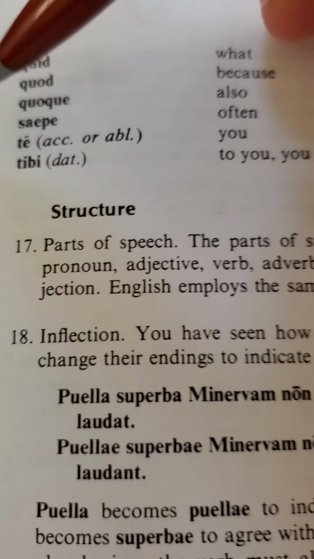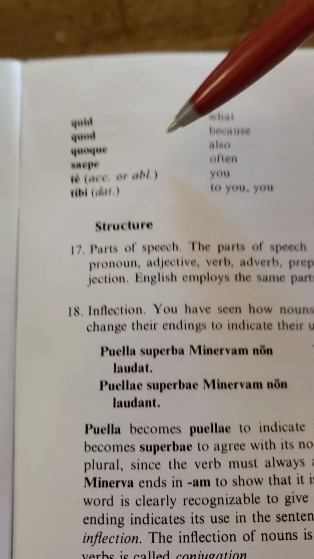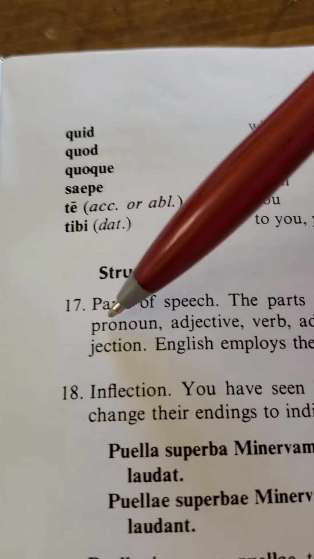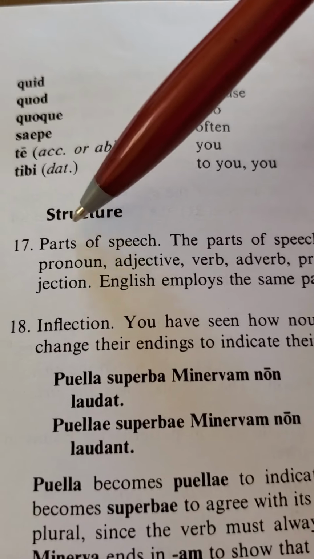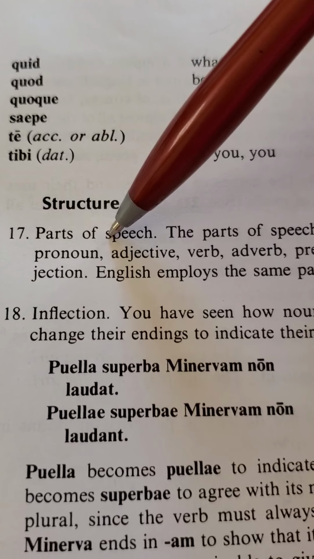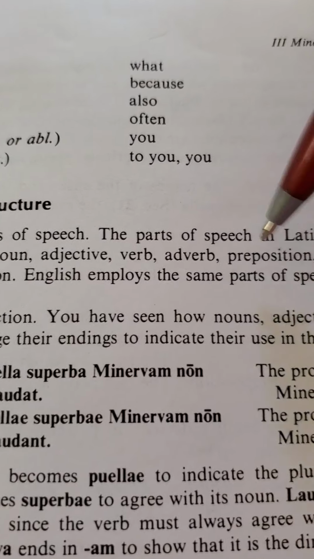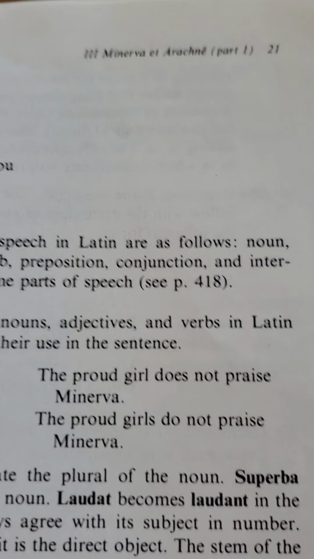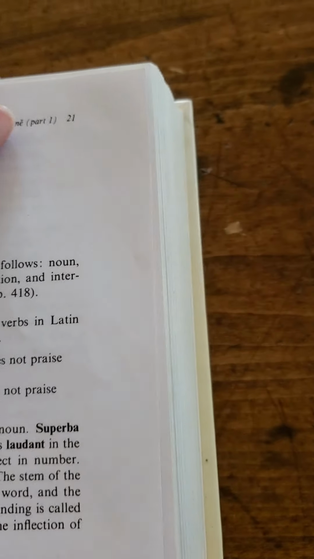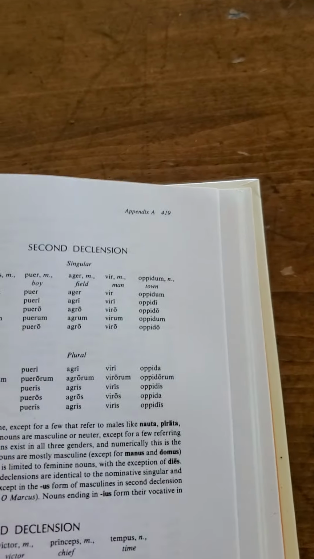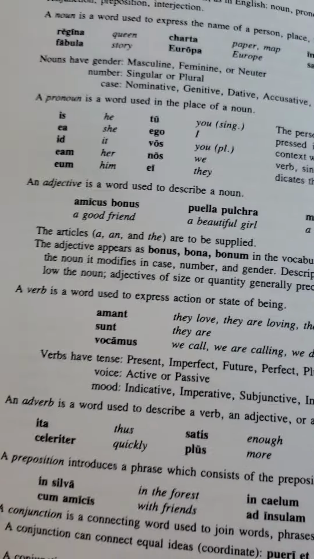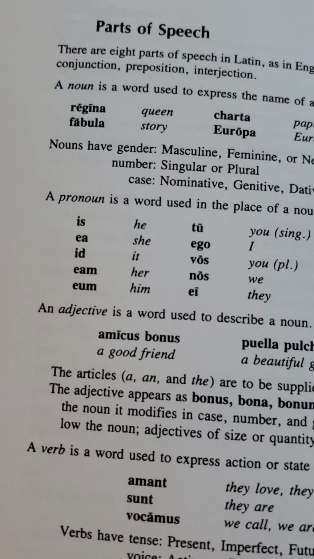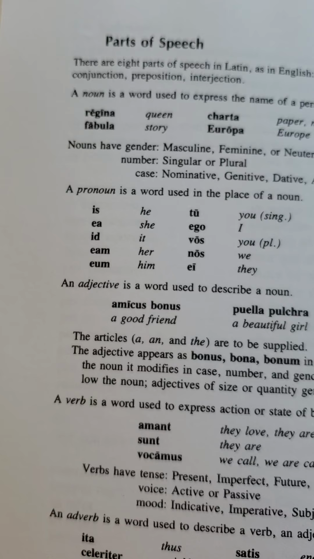Okay, so parts of speech. This is on page 21, Chapter 3, Parts of Speech. The parts of speech in Latin are the same as English, and this says, see page 418. In this book, there is a nice little appendix page that goes over your parts of speech on page 418. So if you need a little review on parts of speech, you can look at that.